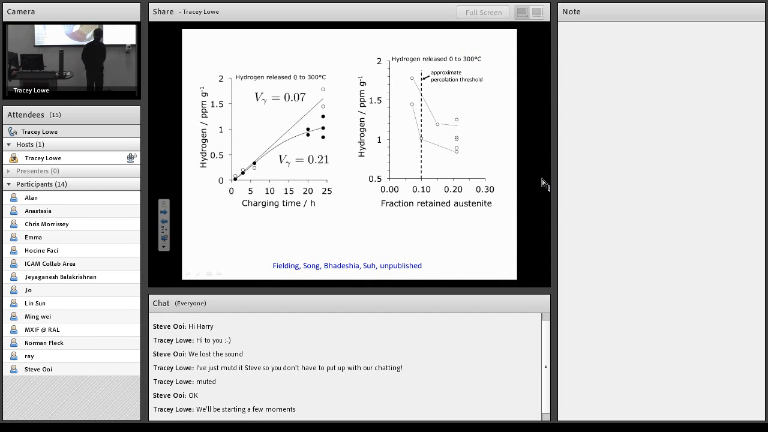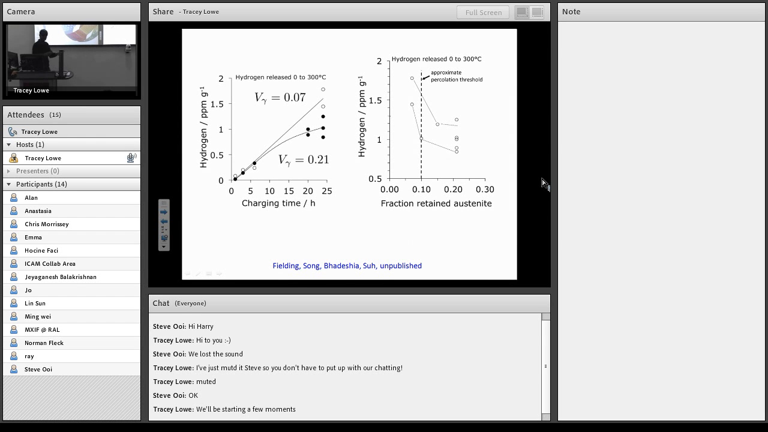Okay, then we controlled the amount of austenite, and if the percolation threshold for austenite is 0.1, that means if the retained austenite content is less than that, then the hydrogen has a free path through the ferrite, which is a fast diffuser. So this is a sample which has a fraction of austenite less than percolation, and here is higher than percolation. And you can see there is a significant difference. This continues to absorb hydrogen when we charge it. This levels off. Okay. Similarly, here is a plot of the total amount of hydrogen released between 0 and 300 degrees centigrade as a function of the fraction of austenite. If you use your imagination, you can see that there is a significant change when we go below the percolation threshold. So this is a large difference here.